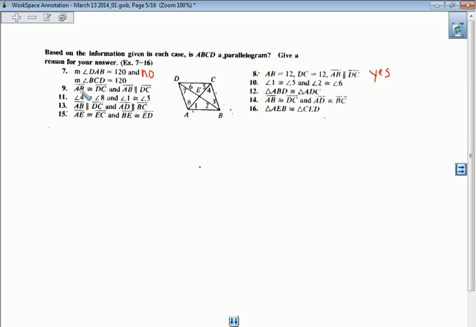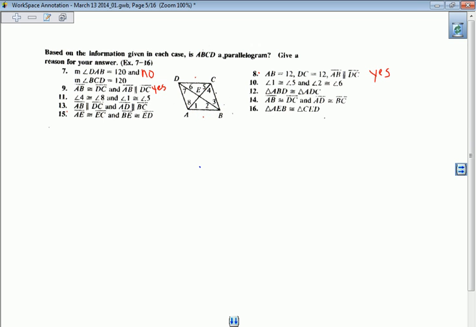Okay, number 9. I have AB congruent to DC and AB parallel to DC. Same problem, isn't it? Yes. Except here they said equal length, which meant congruent, and here they said congruent.